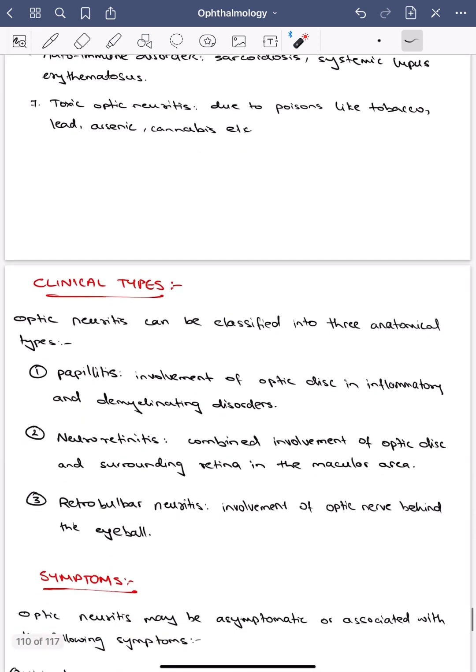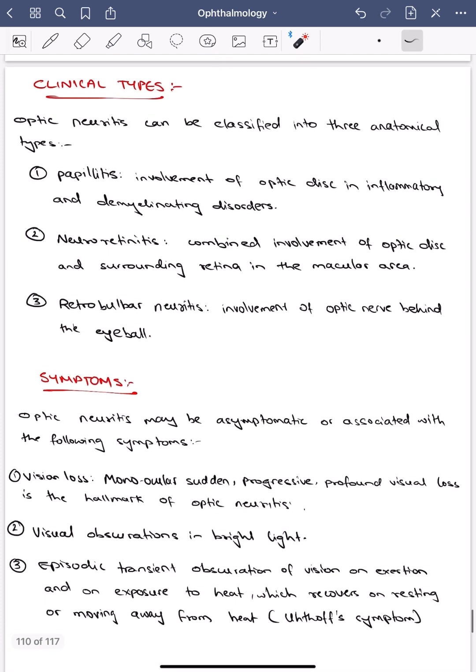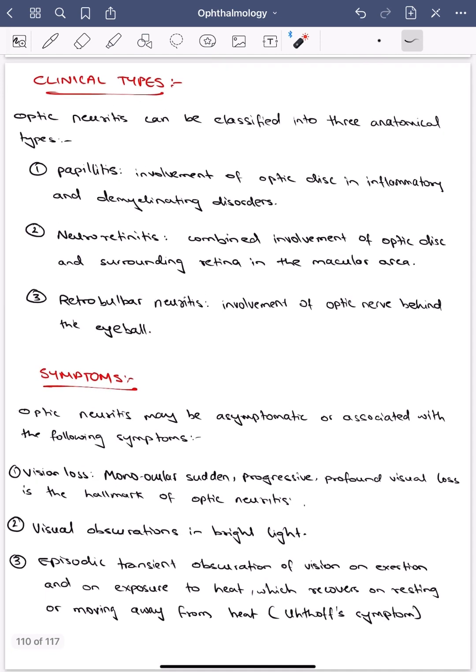Now moving on to the clinical types. Optic neuritis can be classified into three anatomical types. First is papillitis, second is neuroretinitis, and third is retrobulbar neuritis. Papillitis is involvement of the optic disc in inflammatory and demyelinating disorders. Neuroretinitis is the combined involvement of the optic disc and surrounding retina in the macular area. And third is retrobulbar neuritis, that is involvement of the optic nerve behind the eyeball.